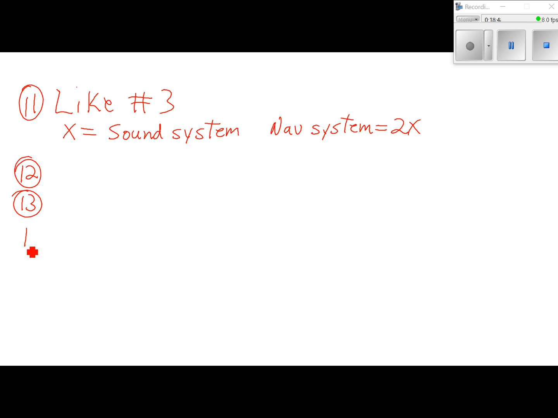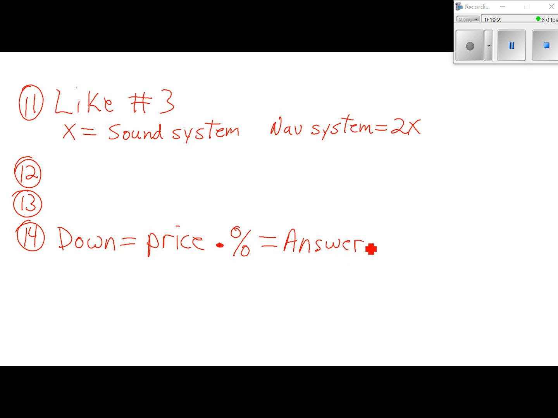And number 14, I'll just tell you the formulas to refresh your memory from last chapter. It says that they bought the washer and dryer for $1,526.39. So first thing you want to do is figure out how much down they paid. Well, you just take the price times the percent, and that's going to give you an answer. Once you have that answer, they want to know how much that person financed. Well, then you just take the price minus how much you put down, which is the answer you just got. And that's going to give you how much you financed. That's what we did last chapter.